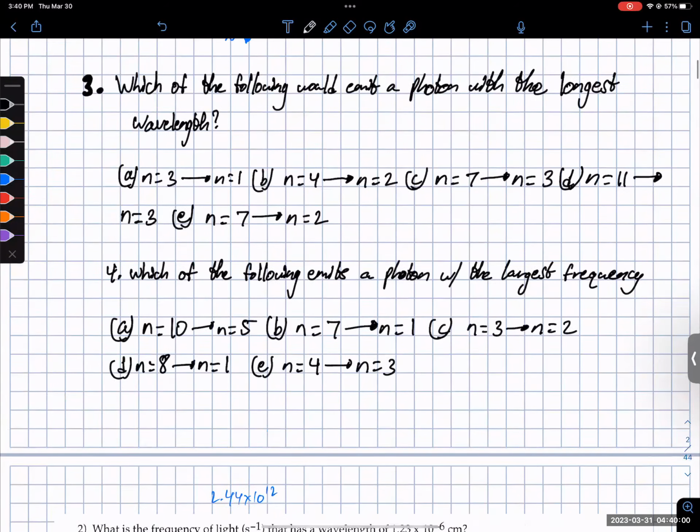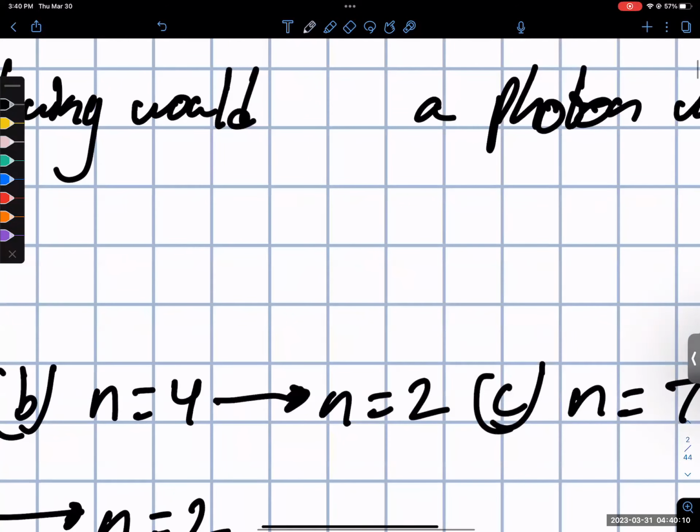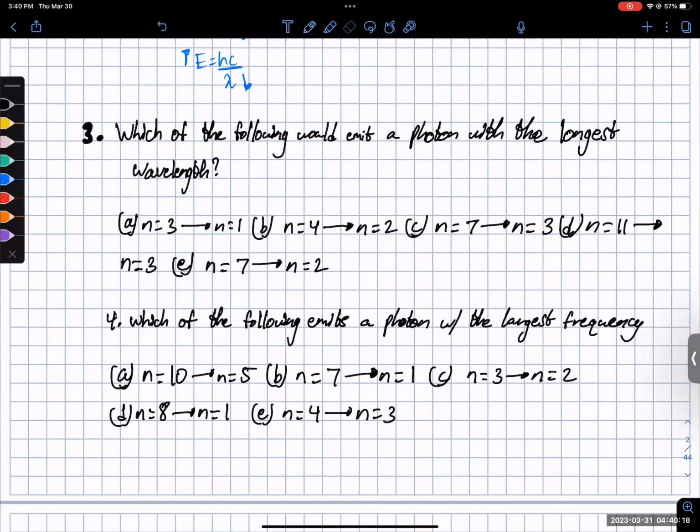All right, I'll give you all a bit of time to work on these. Let me know if you can. Which of the following emits a photon with the longest wavelength? That's question 3. And which of the following emits a photon with the largest frequency? Number 4. All right, I'll give you all about 5 minutes.